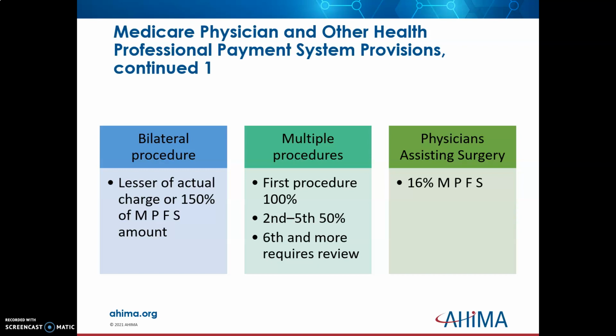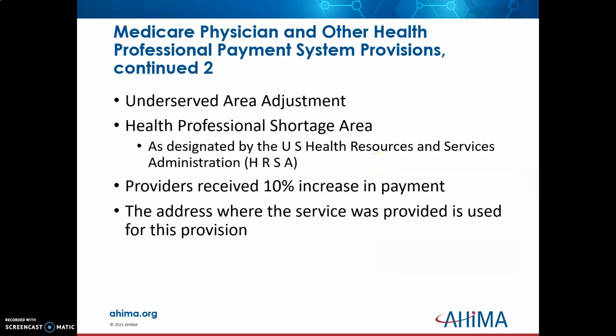Multiple procedures, they pay 100% on the first procedure, and then the second through fifth procedure would be 50%. If there's 6 or more procedures, that would be an independent review. If there is an assistant surgeon that is helping the physician, they would get paid 16% of the Medicare Physician Fee Schedule. Okay, so there's a couple different adjustments that can happen in the Medicare Physician Fee Schedule. If it's an underserved area or a health professional shortage area, they would receive a 10% increase in payments.